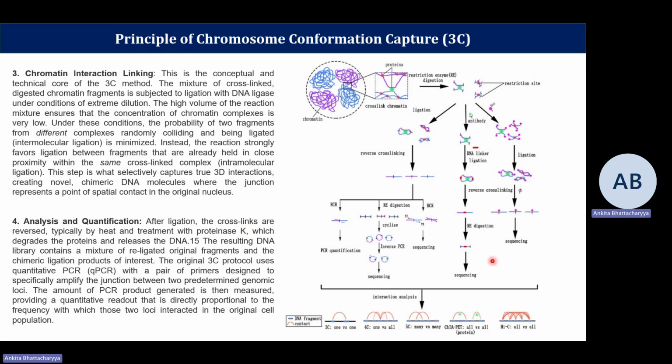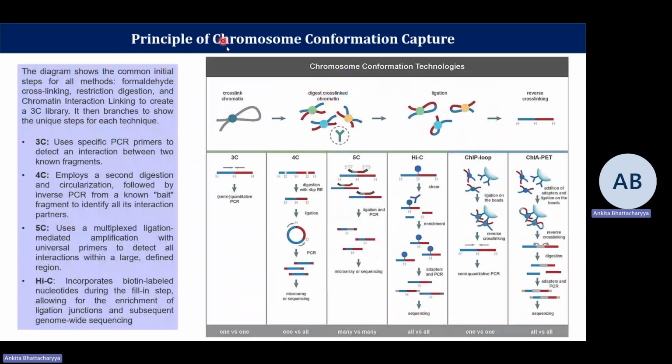So that involves some sort of sequencing here as well. This diagram shows you the common initial steps for all of the methods. You have formaldehyde cross-linking, like we already mentioned. You have restriction enzyme digestion. You have chromatin interaction linking to create a 3C library, which then branches to show you the unique steps for each technique. In 3C, you use specific PCR primers to detect an interaction between two known fragments.